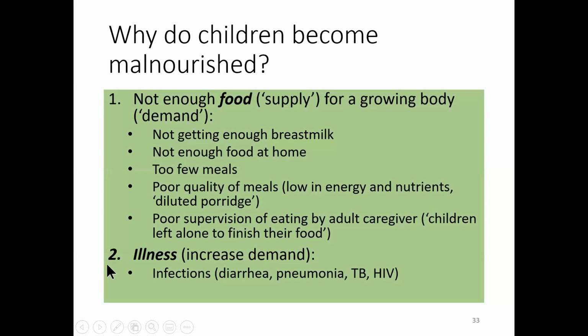It can be due to some illnesses which may increase the demand. The illnesses can be from some infection, chronic diarrhea, pneumonia, TB and HIV in a country like ours, which is still a problem. So all these diseases can contribute to malnutrition. That's why in South Africa, if you're a child with malnutrition, you make sure you have excluded TB and then HIV.